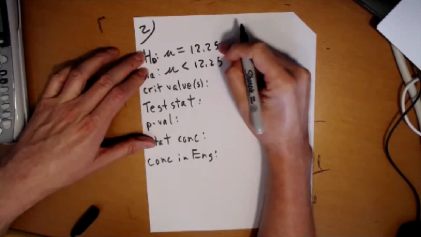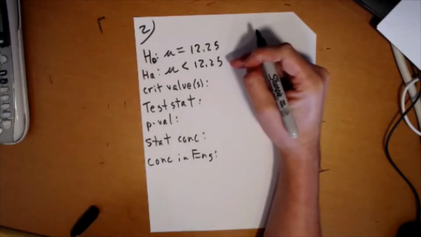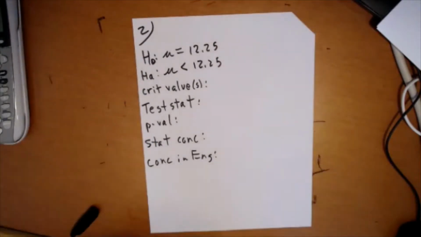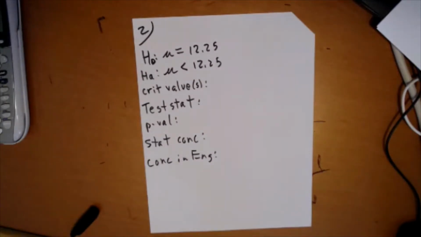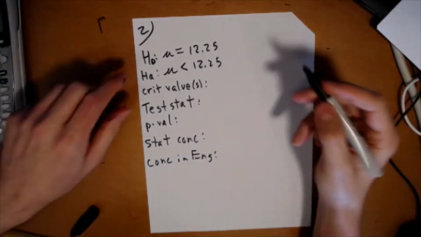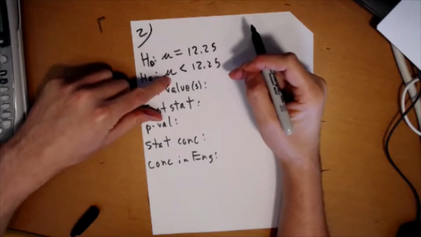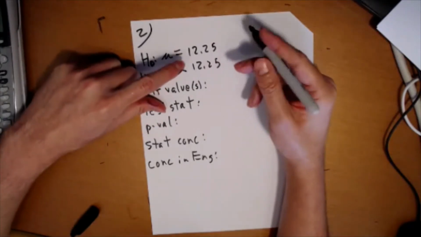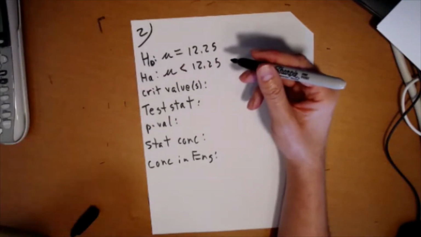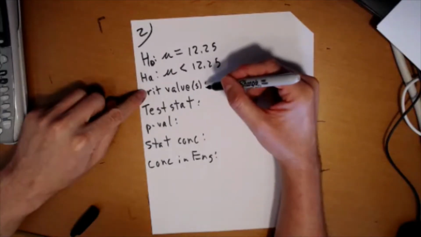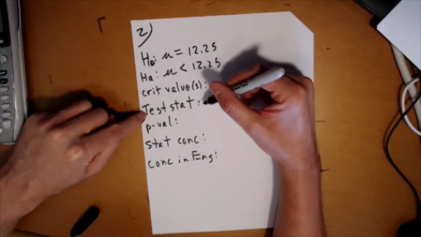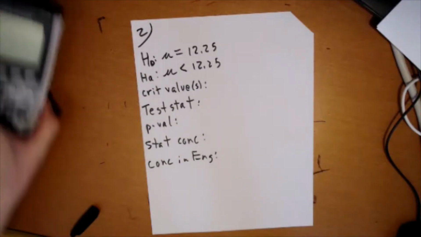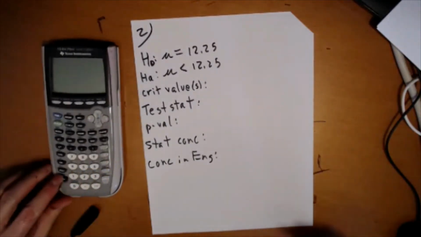Notice that these numbers always have to be the same, just like in section 10.2 when we're dealing with proportions. Those numbers are always the same. Those symbols are the same. That's an equal sign. This is either a less than, a greater than, or different. Okay. Critical values. Let's skip that for a second. We'll come back to it. Test stat. Oh, well, let's just do this the magical way. Let's just throw things into our calculator.